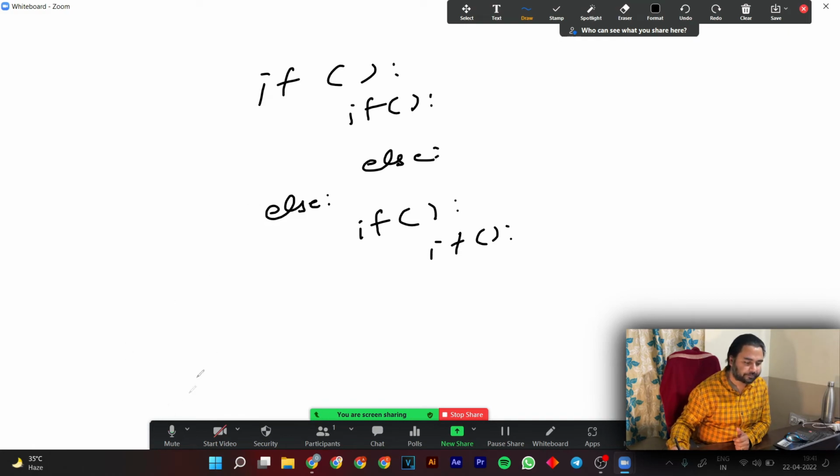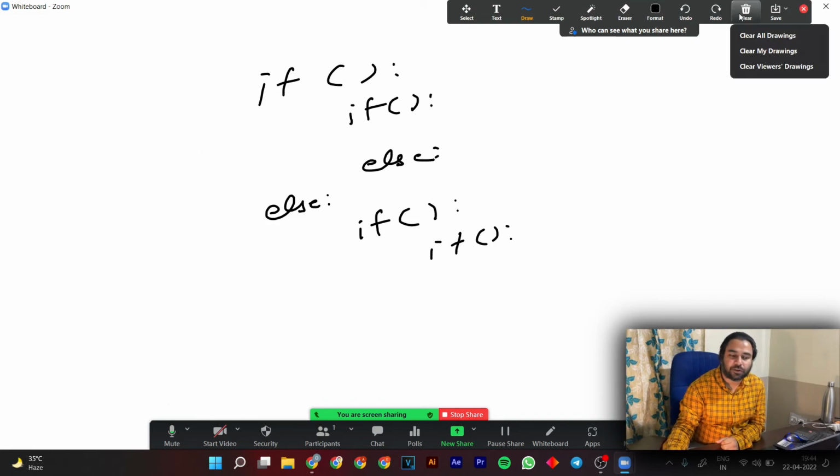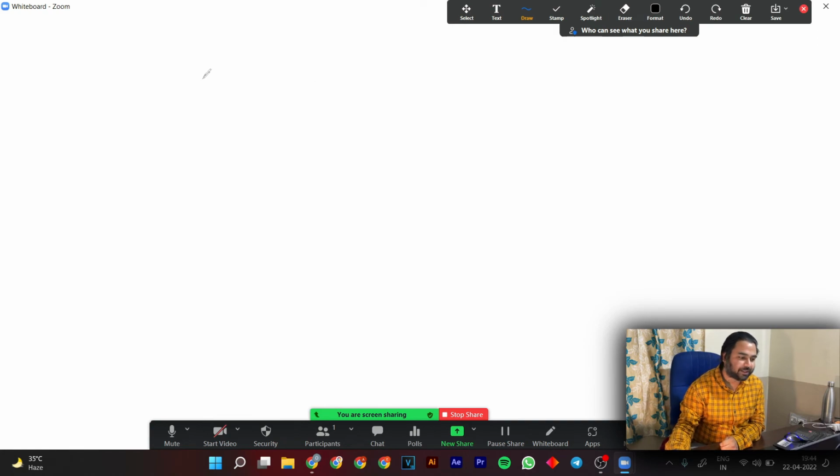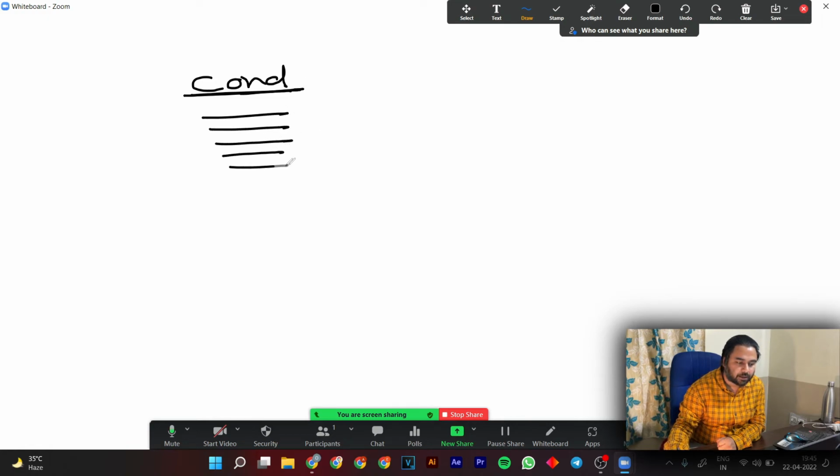Okay. Now let's move on to the looping structure. What is a looping structure? Please see the screen. It will have a condition, and as long as this condition is true, the block of statements will execute. It will execute until this condition becomes false.